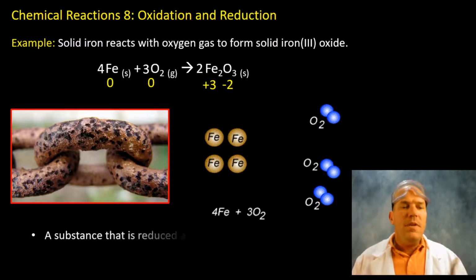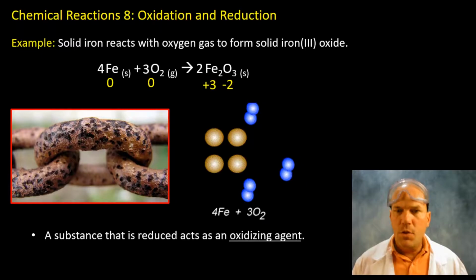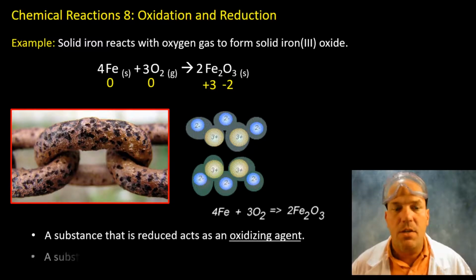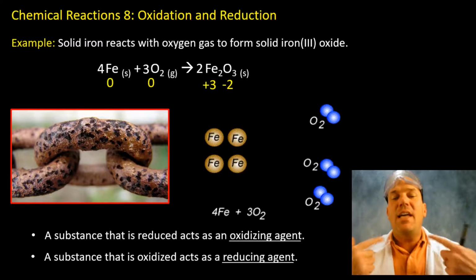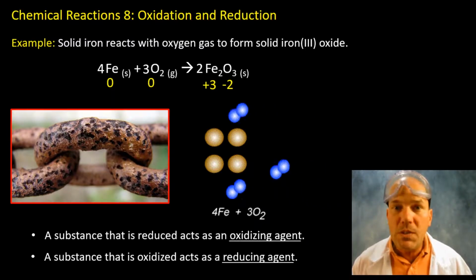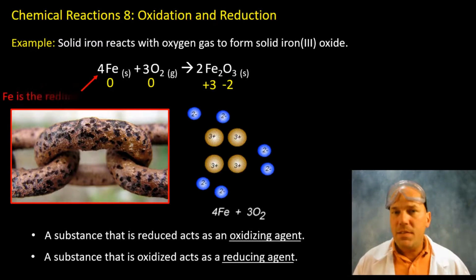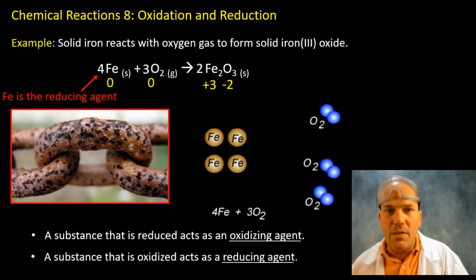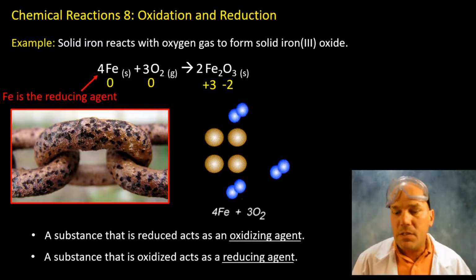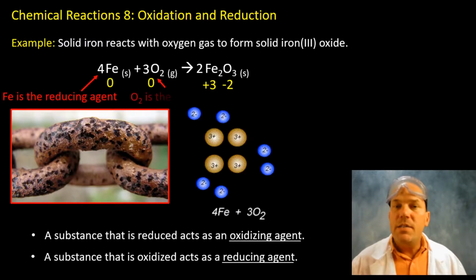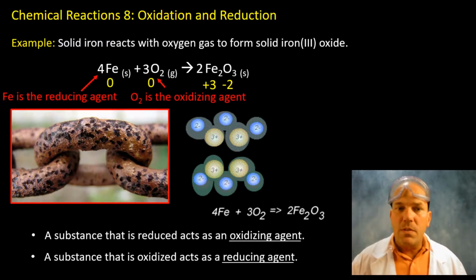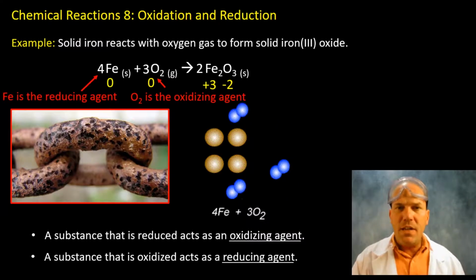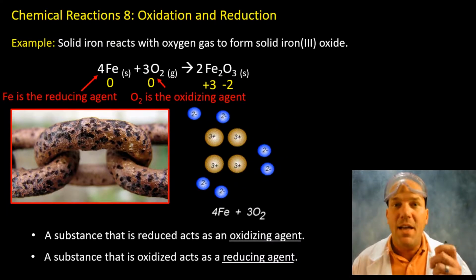Okay, so moving on, I want to reiterate, to put it another way: a substance that is reduced acts as an oxidizing agent, whereas a substance that is oxidized will act as the reducing agent. In this equation, iron is the reducing agent. Iron is becoming oxidized, and so it is causing another species to be reduced. Oxygen is the oxidizing agent. It is being reduced from a 0 to a -2. Because it is being reduced, it is accepting or gaining electrons from another species, and that species is becoming oxidized.